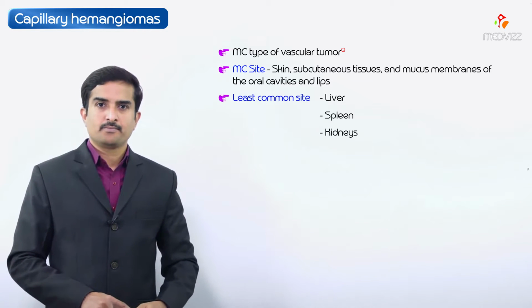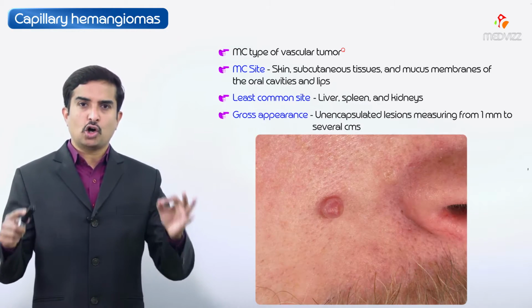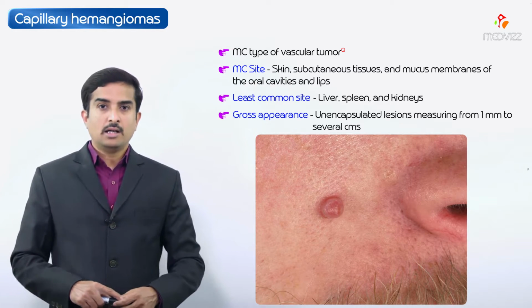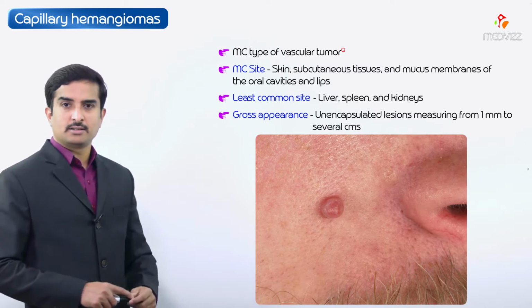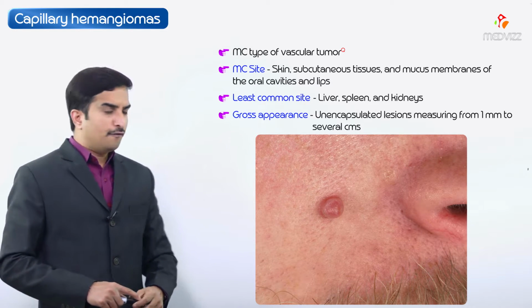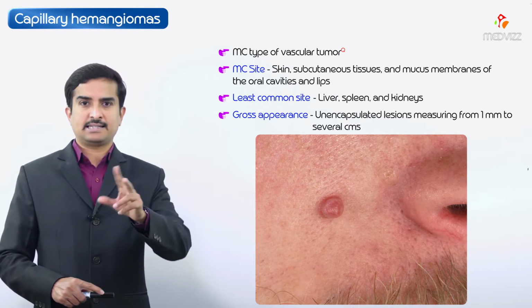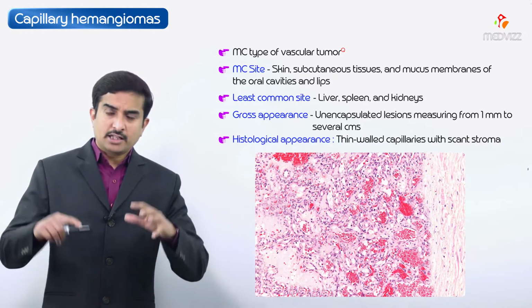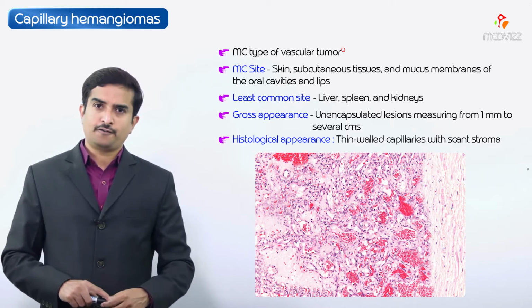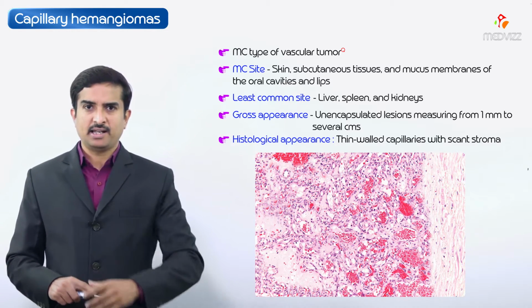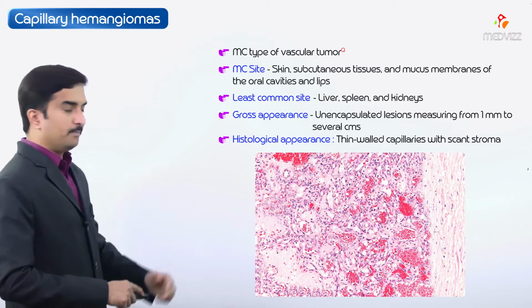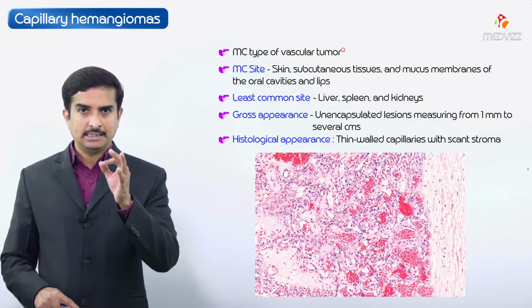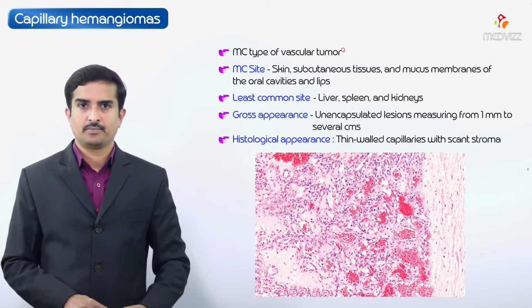Now when we discuss the gross pathology of these capillary hemangiomas, these are unencapsulated lesions measuring approximately from 1 millimeter to several centimeters. And histologically, these neoplasms are comprised of thin-walled capillaries with a scant stroma. This is the gross as well as histological picture of the capillary hemangioma.